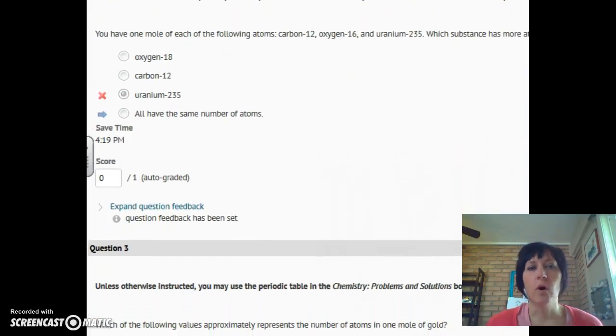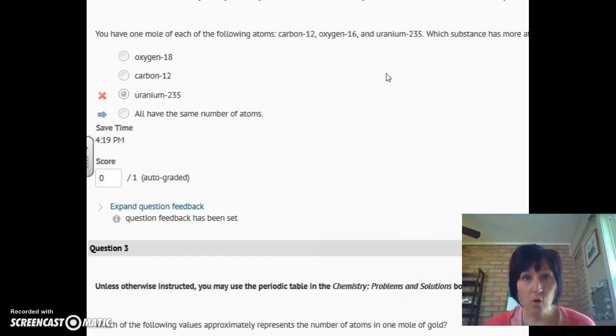Question number 2 here. If you have 1 mole of each, carbon-12, oxygen-16, uranium-235, which has more atoms? So think carbon-12, right? It's just 1 atom of carbon, oxygen-16 is just 1 atom of oxygen, and uranium-235 is just 1 atom of uranium. Remember those dashes are the mass number, because that just differentiates the isotopes. So each of those just has 1 atom in it.